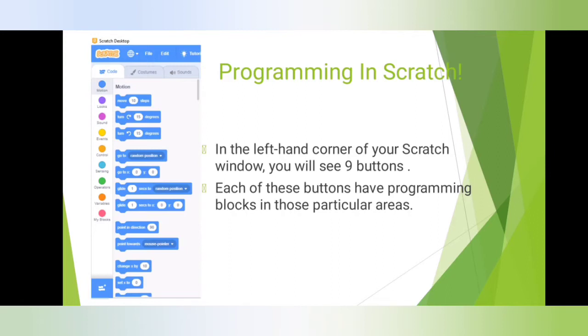First, motion blocks. Motion blocks are medium blue in color. Motion blocks are used to control your sprite's movement. Then we move to the second, looks blocks. These are purple in color. Looks blocks are used to control the look of your sprites and backdrops. It consists of 18 stacked blocks.